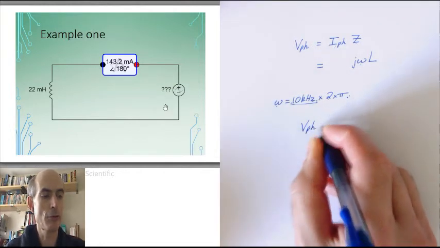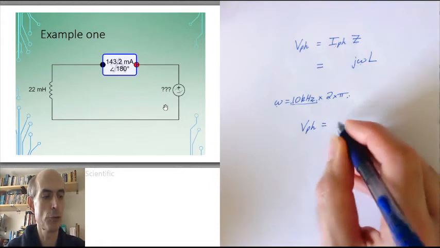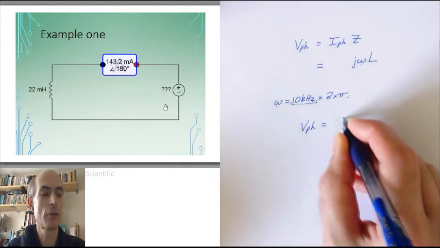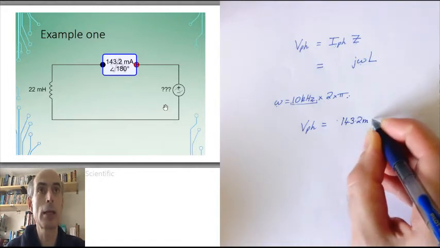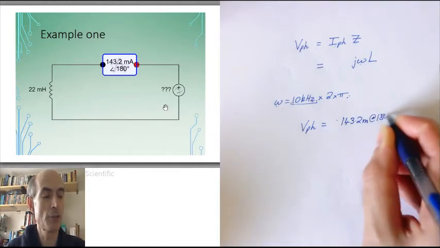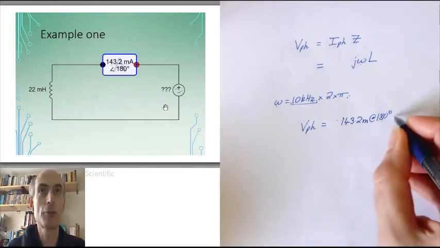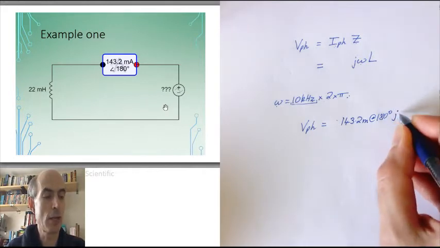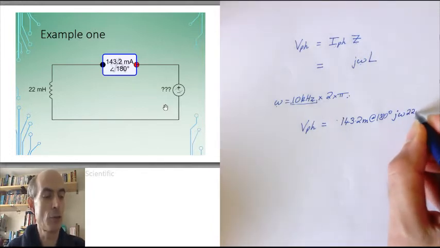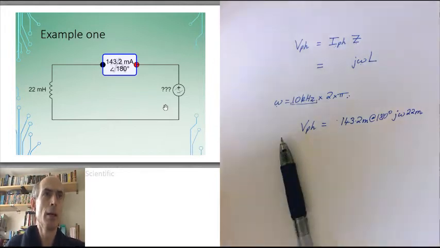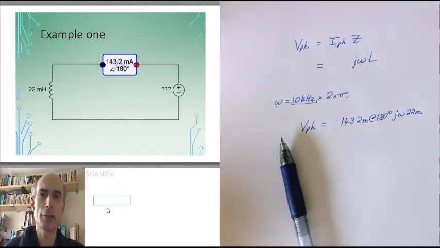So the phasor representation of the voltage source must be the phasor representation of the current, 143.2 milli at a phase angle of 180 degrees, multiplied by the complex impedance of the inductor, which is j times omega times L. L, in this case, is 22 millihenries. And we have to do some complex algebra, and it really helps if you have a calculator able to do complex numbers. And for the most part, you will have.